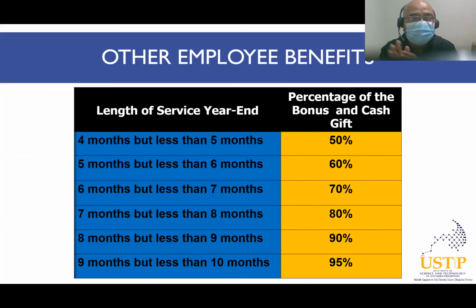So katong kuan, makadawat magyapon 4 months but less than 5 months, na siya ka ng prorated, no, nga percentage of bonus and cash gift. So that will be computed. Next.